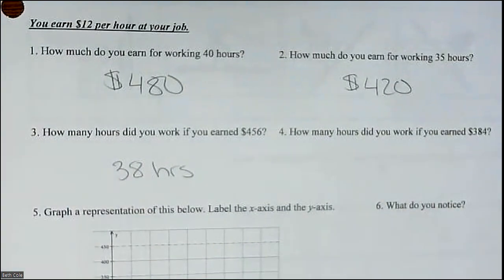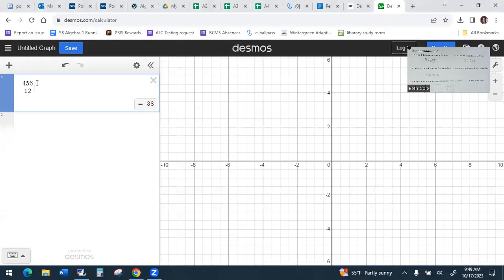And then I would do the same thing for this one. Now, because it's only $384, do you want to make a guess? Estimation is a good skill to have. If you made less money, you worked what? Like fewer. You're giving a guess. What was it? 384? There you go. 32 hours.